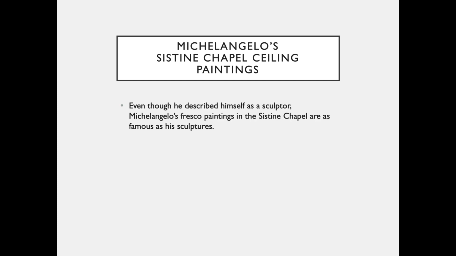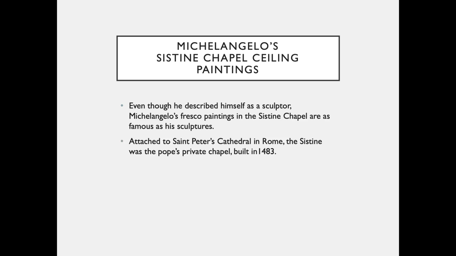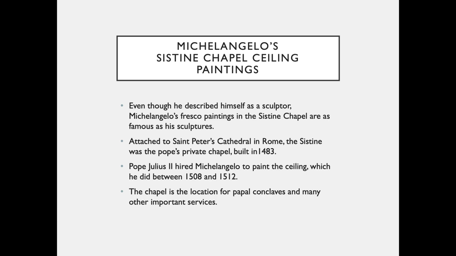Even though he described himself as a sculptor, Michelangelo's fresco paintings in the Sistine Chapel are as famous as his sculptures. Attached to St. Peter's Cathedral in Rome, the Sistine was the Pope's private chapel, built in 1483. Pope Julius II hired Michelangelo to paint the ceiling, which he did between 1508 and 1512. The chapel is the location for papal conclaves and many other important services.